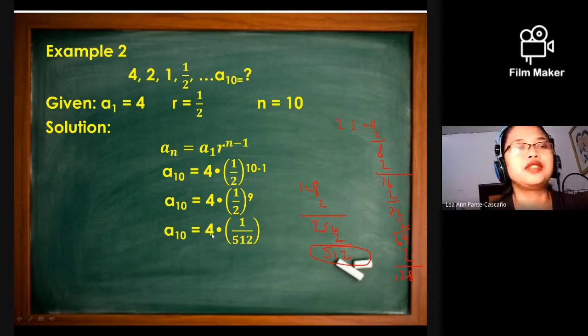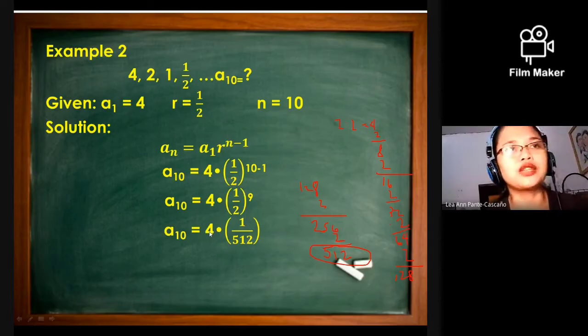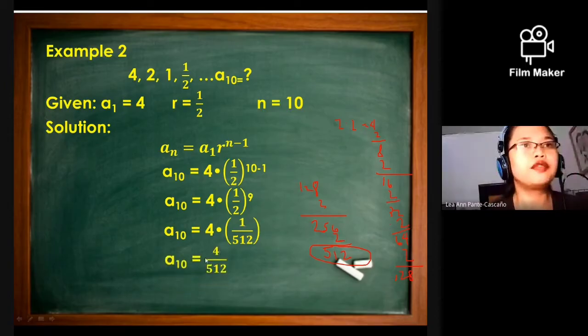Then, multiply. In multiplication of fractions, you multiply the numerator by the numerator, then the denominator by the denominator. So, simply multiply 4 by 1. So, the answer now is 4 over 512.